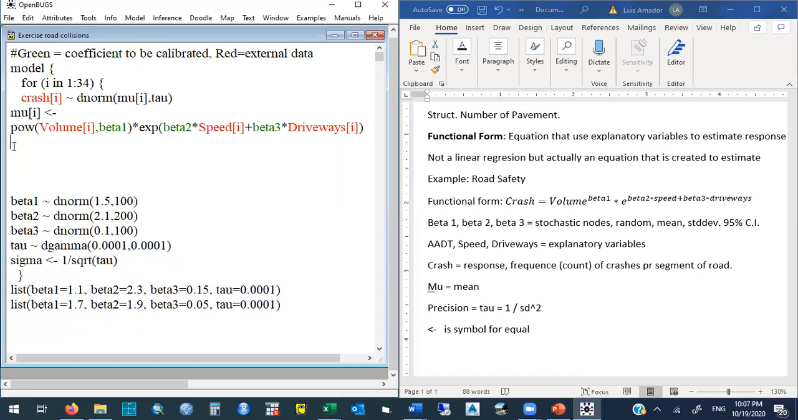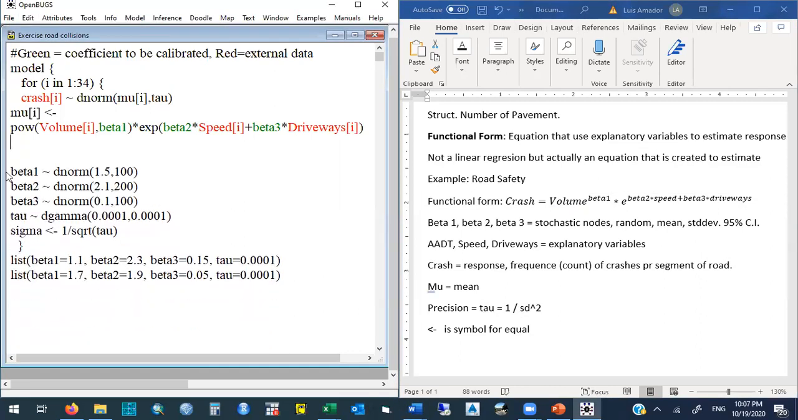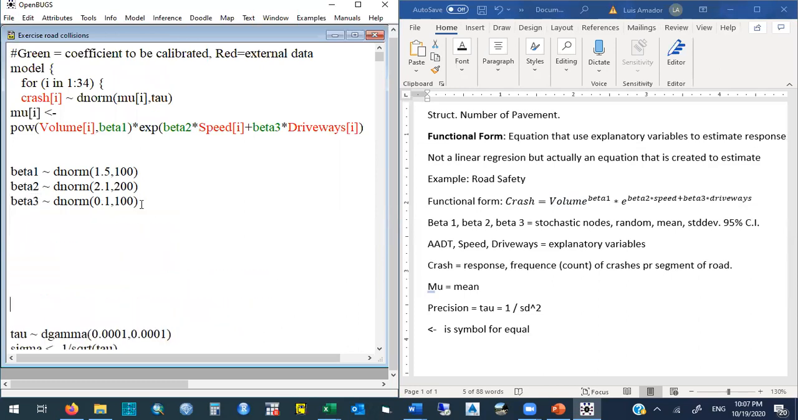Okay. The next part is saying, now, the coefficients that I need to calibrate are called beta 1, beta 2, and beta 3. So forget about the rest and just concentrate on those three coefficients. And it's saying they distribute normally around 1.5 for beta 1, around 2.1 for beta 2, and around 0.1 for beta 3. Now, this is the precision that I was telling you. So you have the mean, and then you have the standard deviation expressed as a precision.